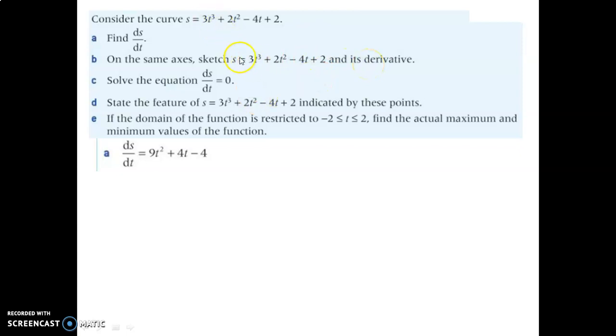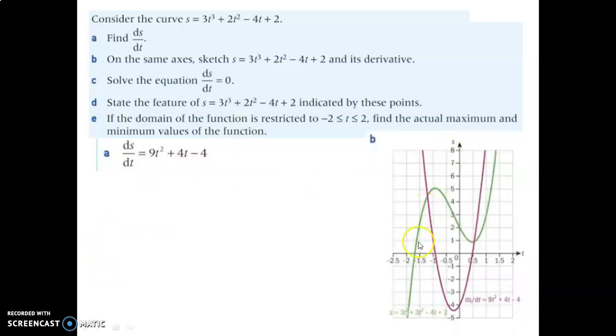You can enter both functions, the original and the derivative, and see what they look like on your calculator, and then sketch them on paper, because you often have to do this in the exams. You have to sketch what you see on your calculator, so do that now. All right, let's check our work. So here's the original in green, and here's the derivative in purple. Hopefully your sketch looks like that.